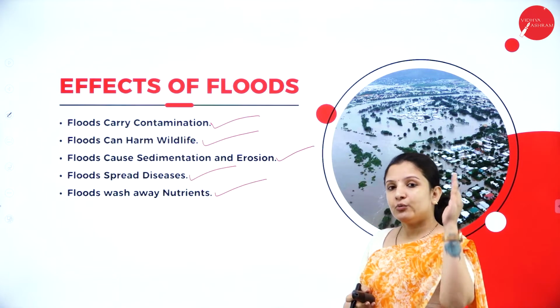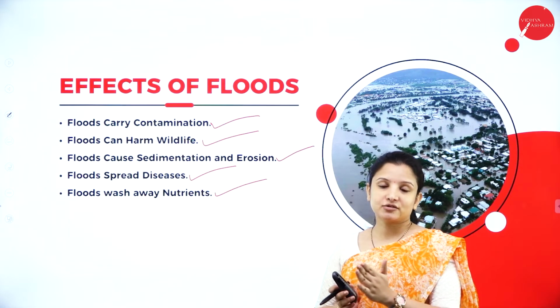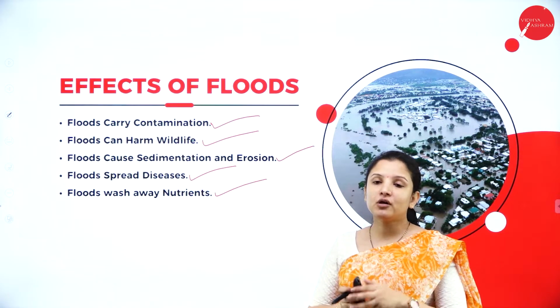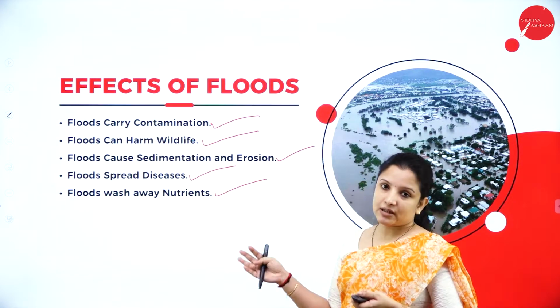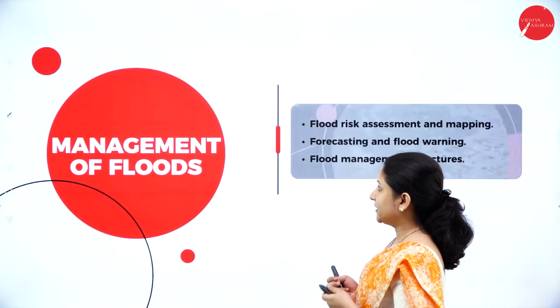Why? Because whenever the water is overflowing, whatever nutrients are there in the soil, that is the top layer of the soil, will be washed away. So floods will wash away the nutrients, making them less available to the plants. So these are the different effects of floods.